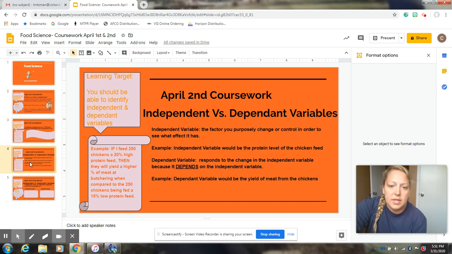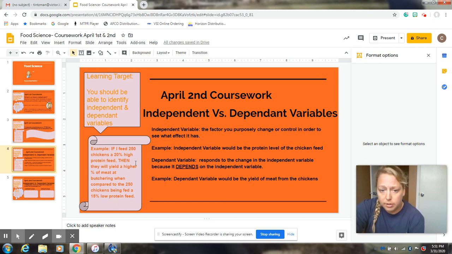Then for Thursday, we're going to talk about independent and dependent variables. So if you see here, an independent variable is the factor that you are changing to control or see what the effect is. So in our example of our chicken feed, our independent variable would be the protein level of the chicken feed because we are changing that and looking for a result.